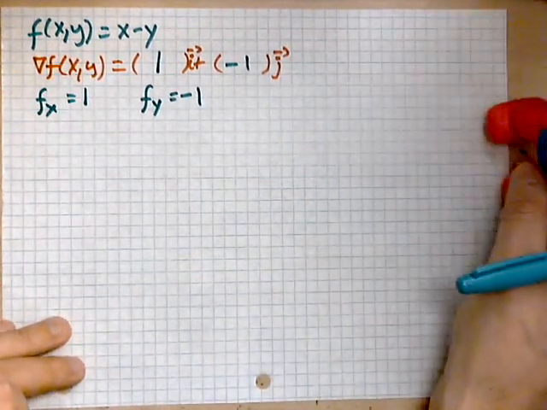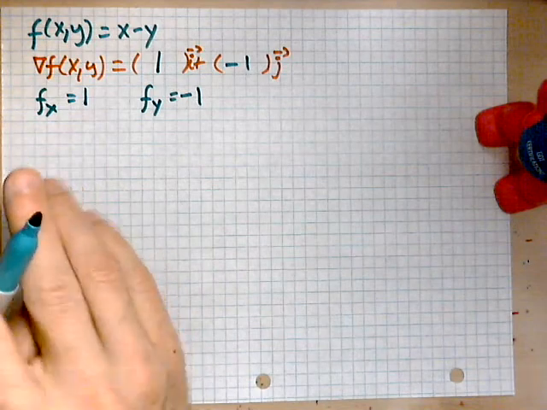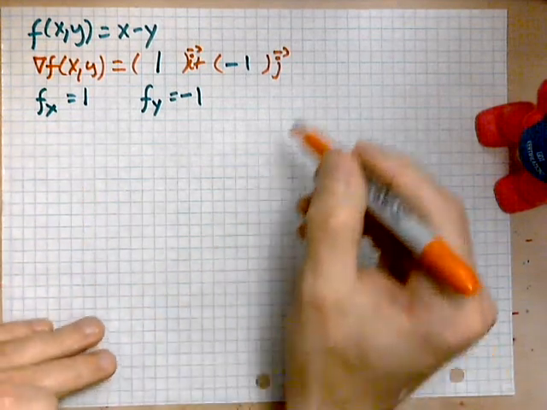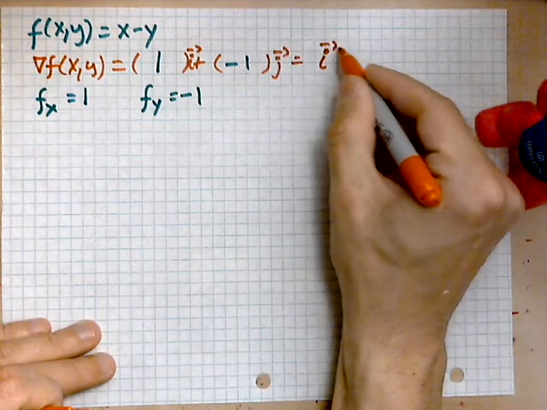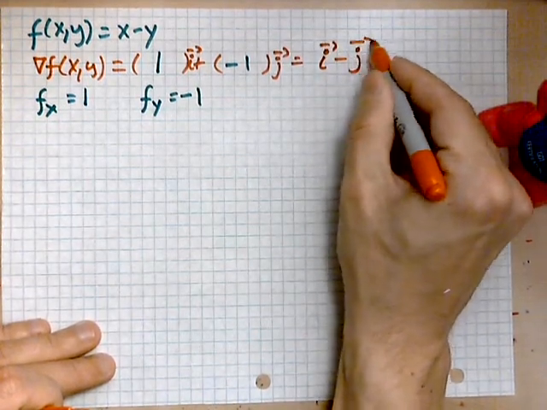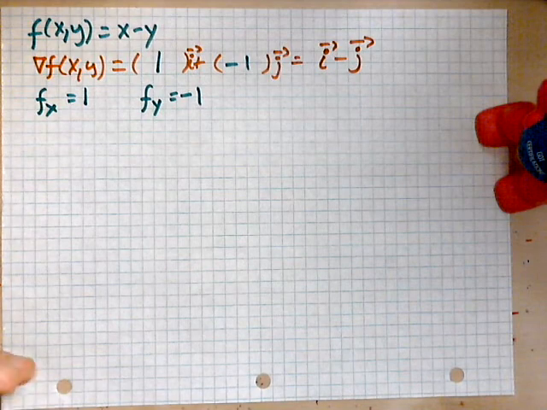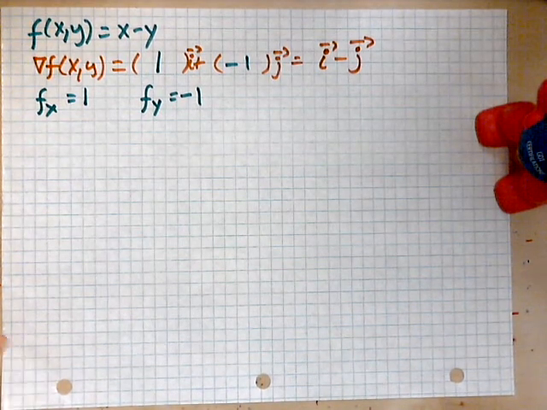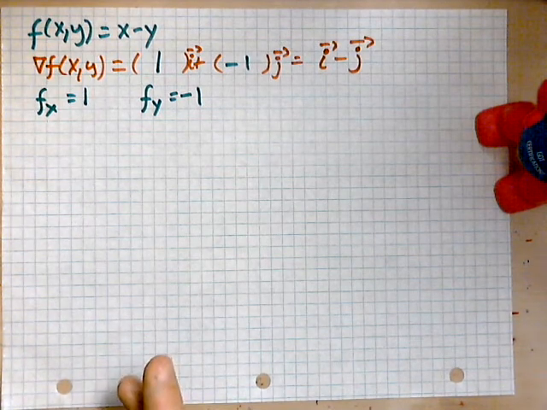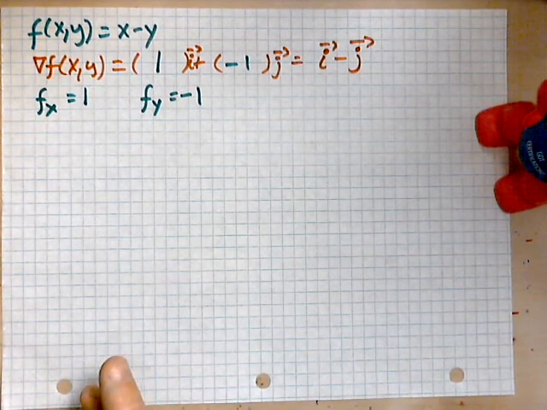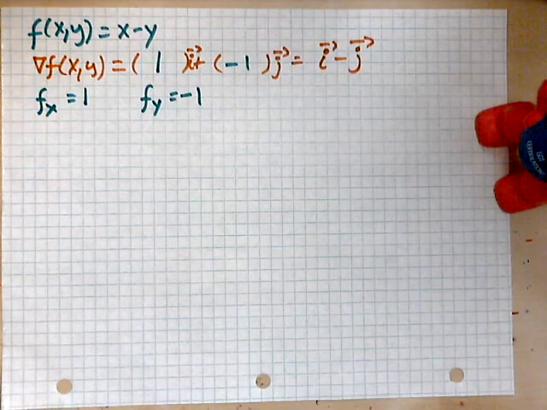So this one is constant. Okay, let's rewrite it so it's a little more clear. What we have is an i minus a j. Okay, there we are. So that's the gradient of this function, i minus j. And another exercise in this context is to sketch a level curve of the function and then sketch the gradient.